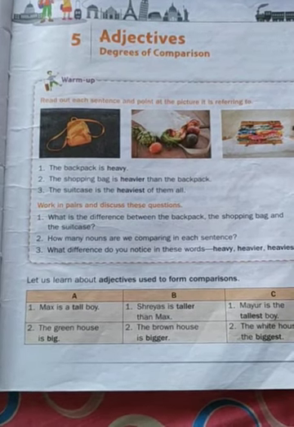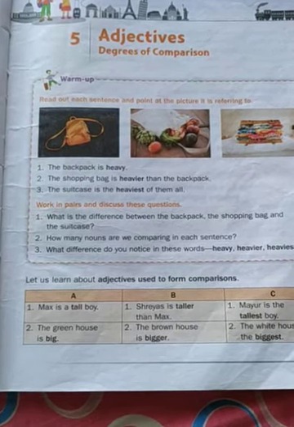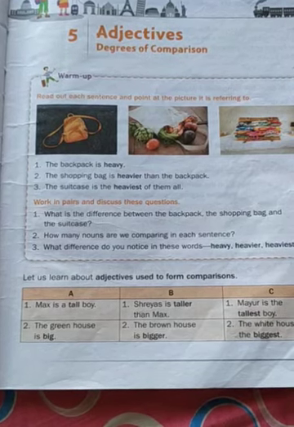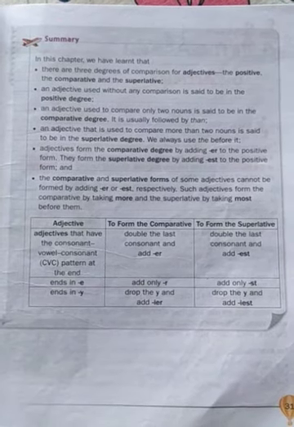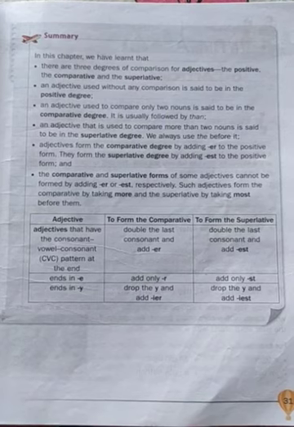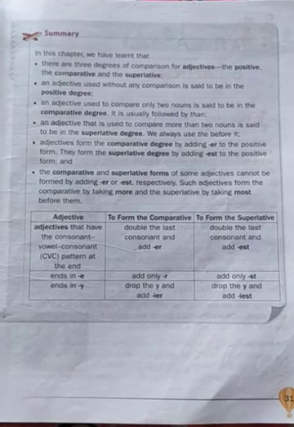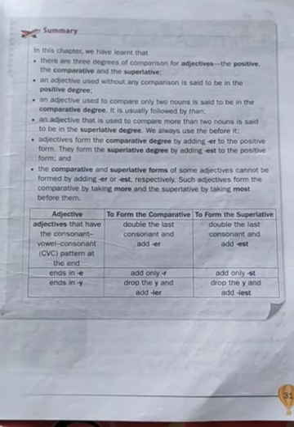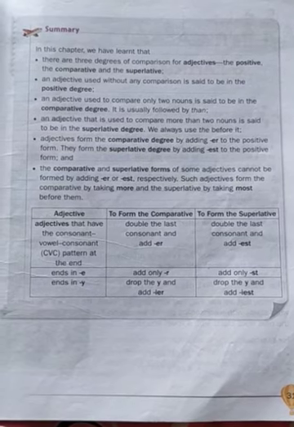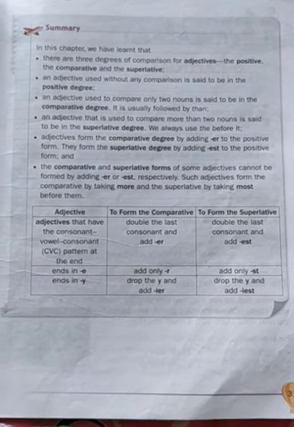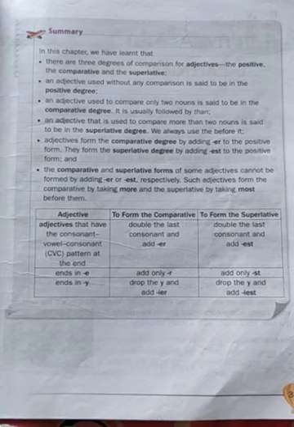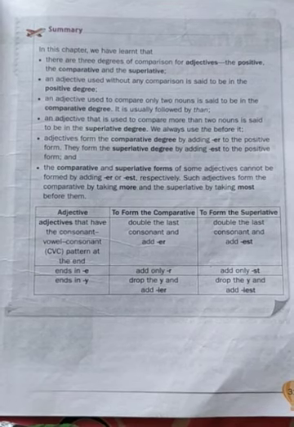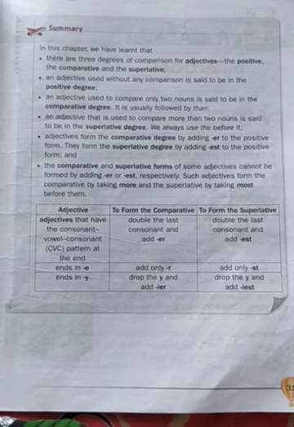Okay, so this is lesson number 5, adjectives, degrees of comparison. So, what did we see in this lesson? In this chapter, we have learned that there are 3 degrees of comparison for adjectives: the positive, the comparative and the superlative. An adjective used without any comparison is said to be in the positive degree.